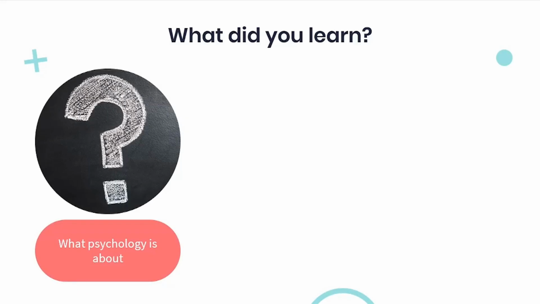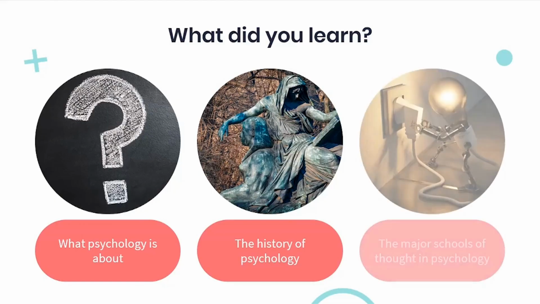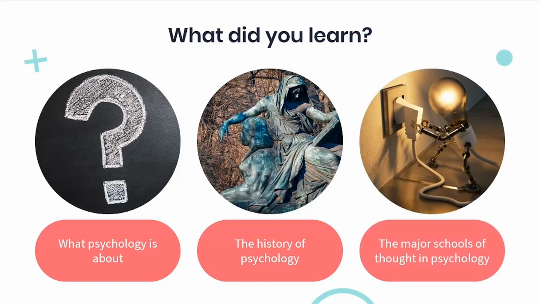Secondly, we addressed the history of psychology, which started out with the field of philosophy, with the likes of Plato, Aristotle, and Socrates. You also learned that psychology was established as a science through the work of Wilhelm Wundt and William James. Finally, we swiftly went through the major schools of thought in psychology today. I hope you enjoyed the lesson and learned a lot.